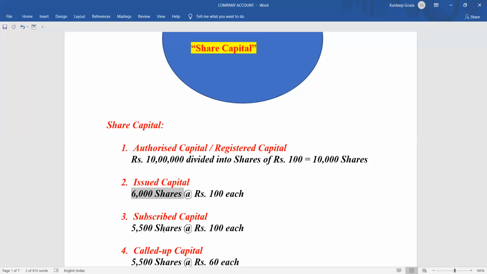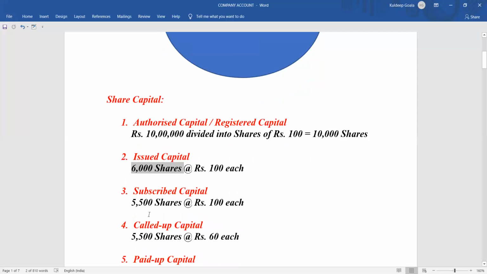Now coming to the next one. So that will be subscribed capital, but remember one thing, subscribed capital must be 90% of the issued capital. Suppose अगर तुमने issue किया है जैसे 6,000, तो इसका 90% कितना होता है 5,400. So at least the minimum 5,400 shares should be subscribed, then only you can proceed with the commencement of the business. तभी जाकर business commence कर सकते हो. Other than that, you will not be able to commence.